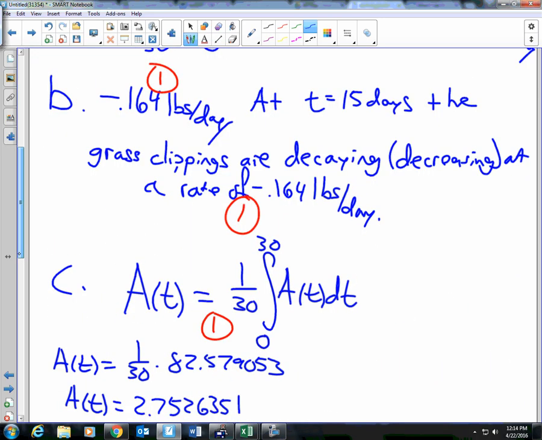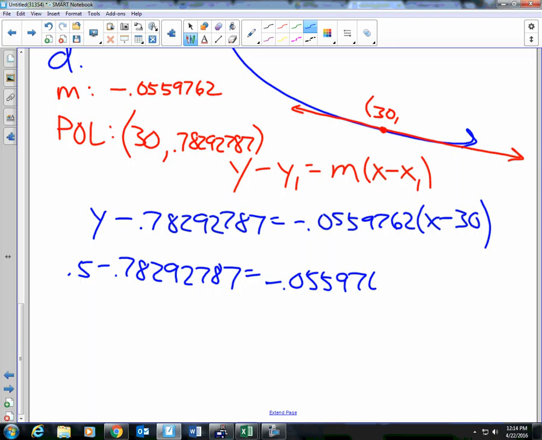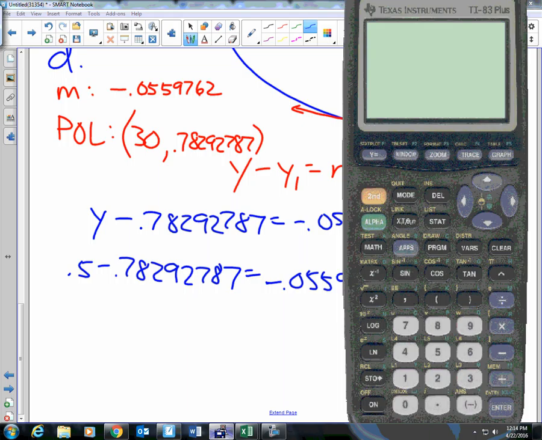Better? Okay, so we go 0.5 minus 0.782927787 is equal to negative 0.0559762 times x minus 30. Okay? I want to solve for x. What should I do?